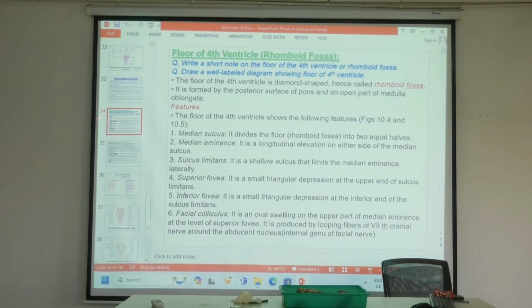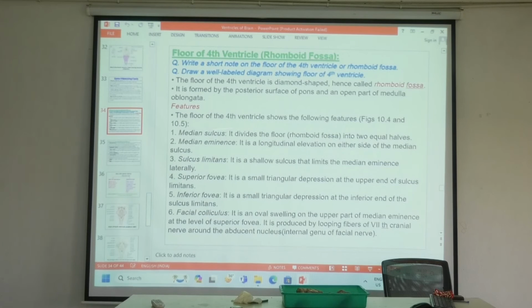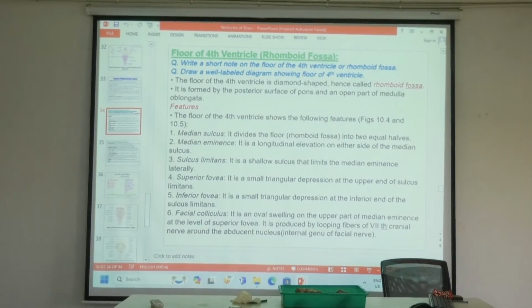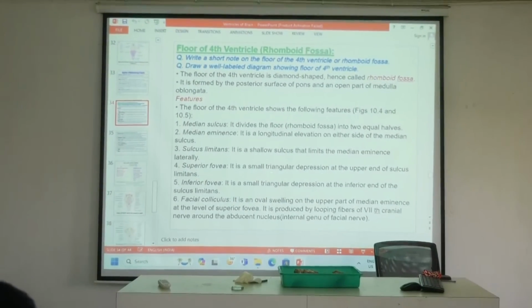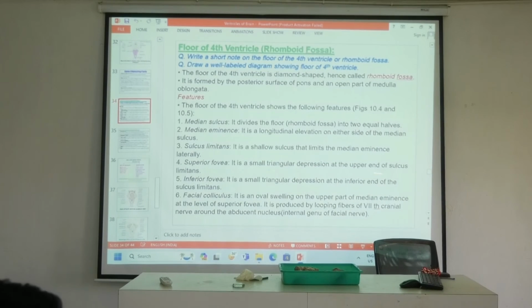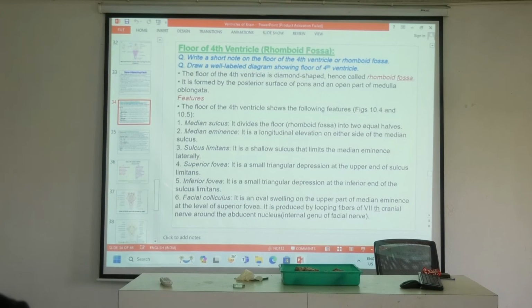One is the median sulcus. It divides the floor, or rhomboid fossa, into two equal halves lying in the midline. Median eminence is a longitudinal elevation on either side of the median sulcus. Next is the sulcus limitans. It is a shallow sulcus that limits the median eminence laterally. Next is the superior fovea. It is a small triangular depression at the upper end of the sulcus limitans. Inferior fovea is a small triangular depression at the inferior end of the sulcus limitans.